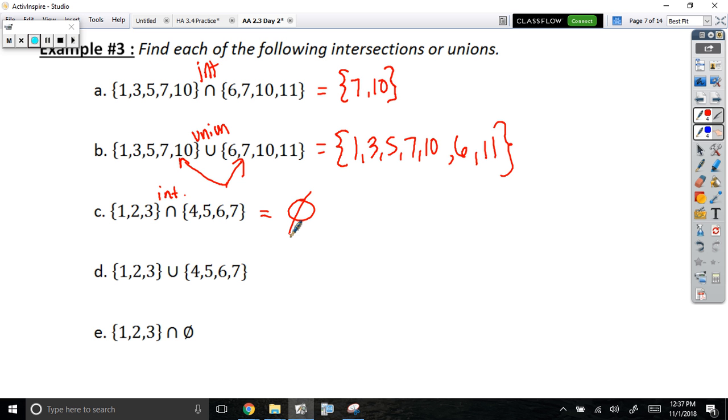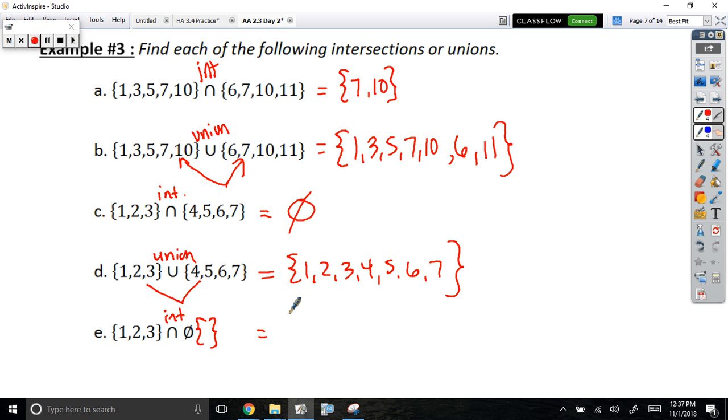Same question, change directions. We now have a union. So you're literally sticking all those in one set. And then the last one, is it the empty set or is it the set containing 1, 2, and 3? Empty. This is intersection. So what do they have in common? Nothing. So just don't mix up the symbols.